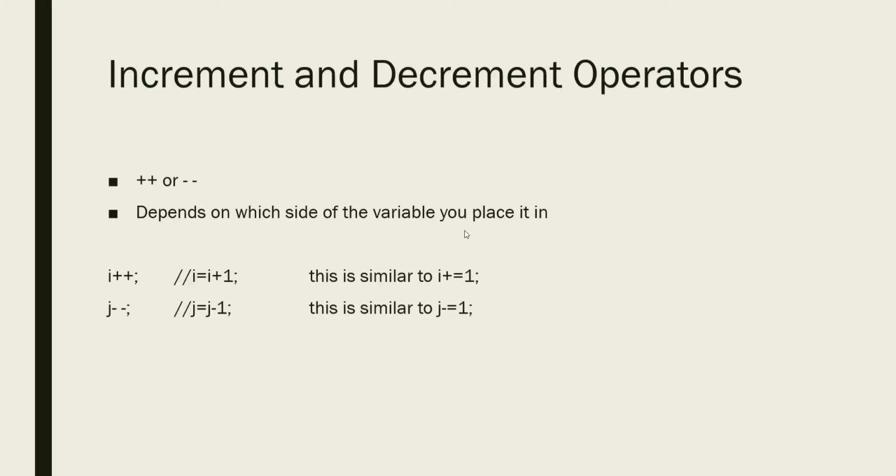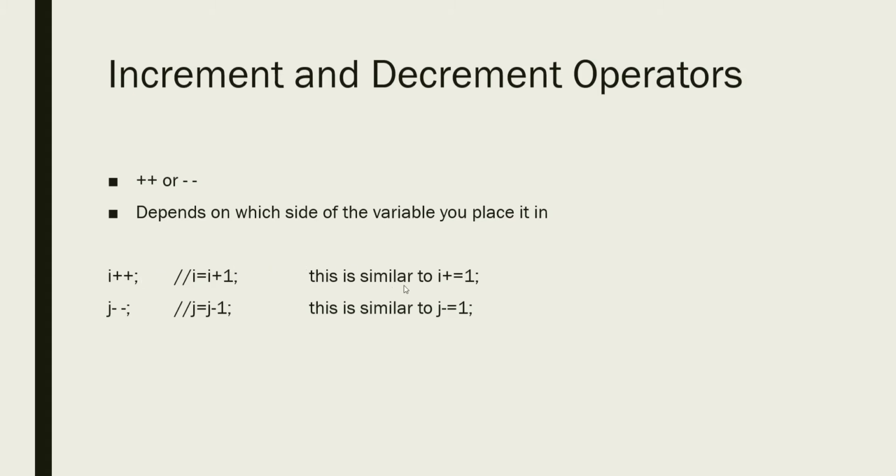So now we're going to look into increment and decrement operators. We will see this a lot in loops, especially the for loop, and you'll also see it in a while loop as well. So these focus on plus plus, minus minus. It really depends on which side of the variable you place it. You can put it on the right side or the left side. You'll see it in the next slide.